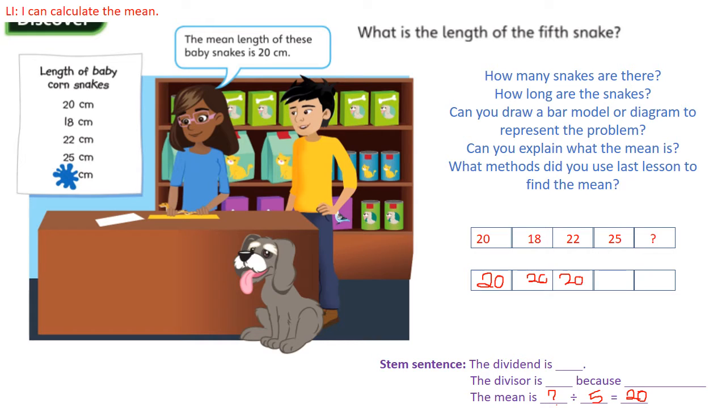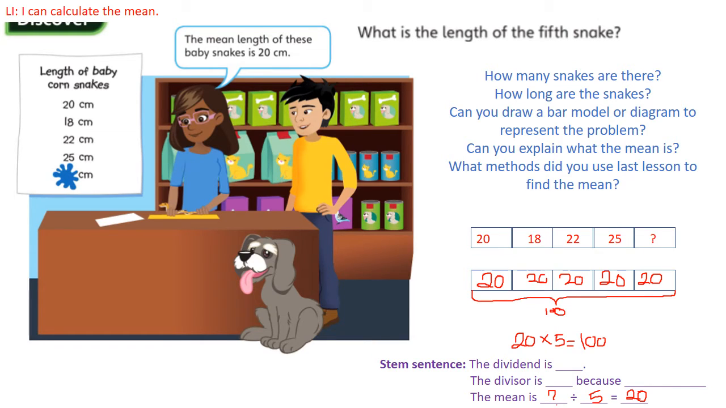So what's the inverse to divide? Yeah, you're quite right. The inverse of divide is times. So I could do 20 times 5, and that gives me 100. So I know that the total length of the snakes is 100. Oh, that's a funny zero, isn't it?